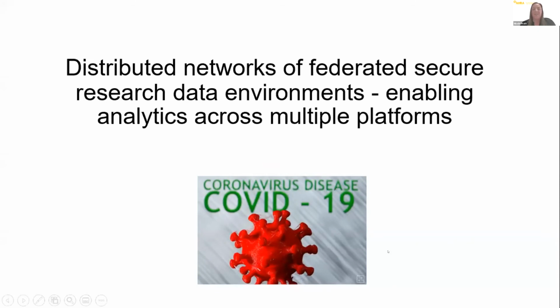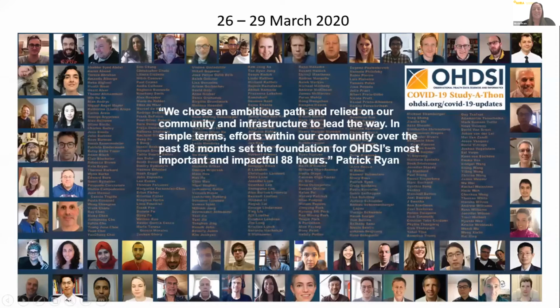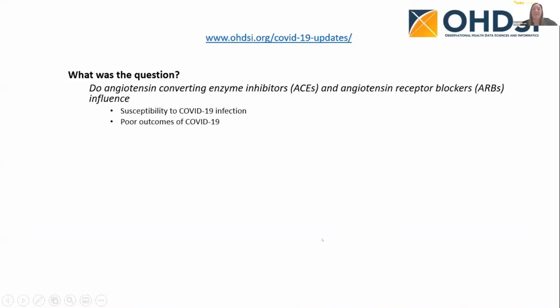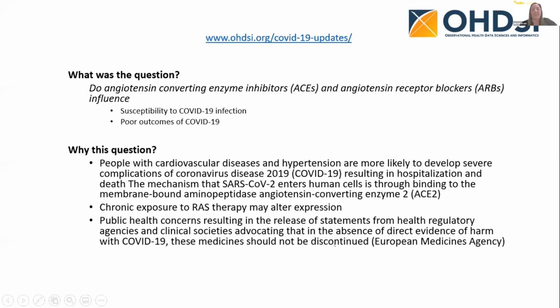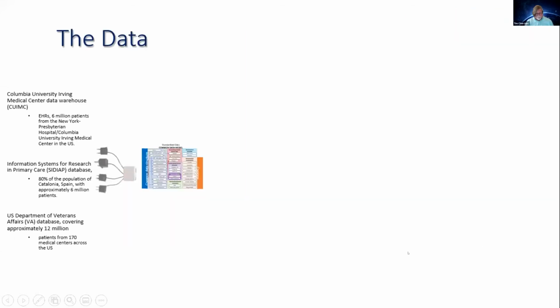evidence and questions. We had an Odyssey Symposium, which was meant to happen in March, but of course COVID happened in March, so we did a study-a-thon instead. And we answered that question that I started out with: do ACE inhibitors or angiotensin receptor blockers actually increase your susceptibility for COVID or poor outcomes for COVID? And we called this the Icarus study.